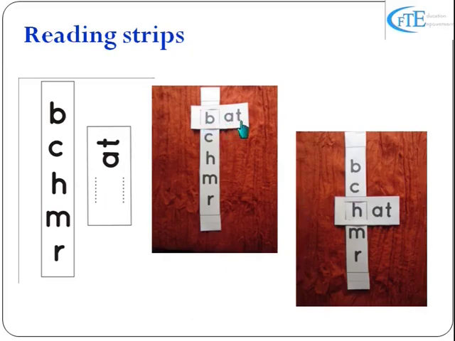B at bat, k at cat, h at hat, m at mat, r at rat. Notice how we can move the rectangular strip up and down. If you laminate this, then you can use it many times. If you don't laminate it, it gets spoilt very quickly when the child uses it repeatedly.